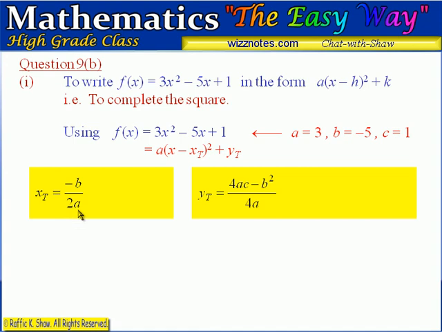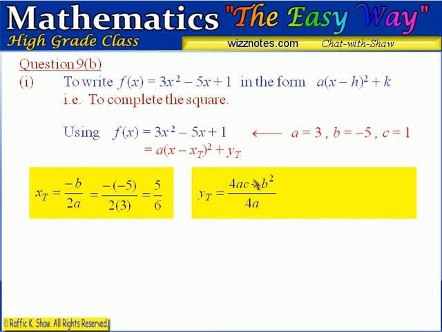And so we can calculate xt first, and this is it. Xt is negative, that's this negative sign here. And the b itself is -5, so this becomes -(-5) divided by 2 times a, and a is 3. And when we do this calculation, -(-5) is +5, and 2 multiplied by 3 is 6. And so this reduces to 5 divided by 6.